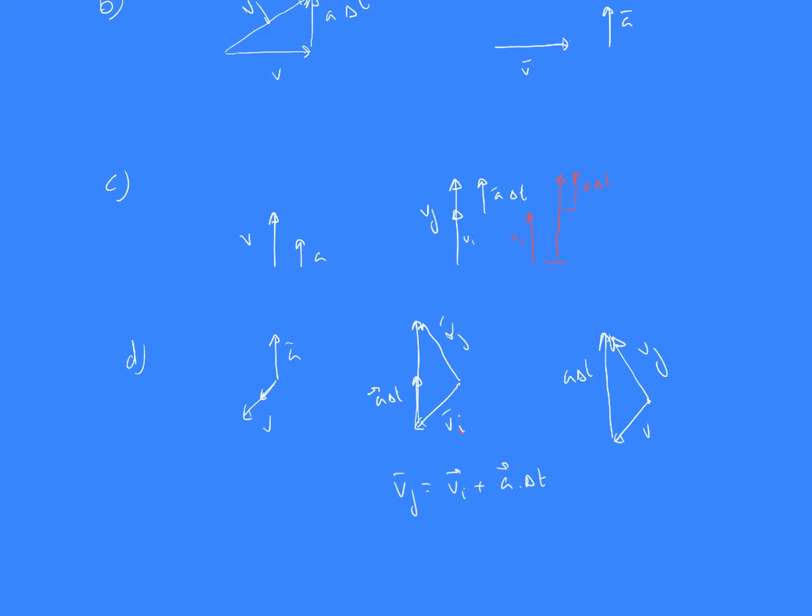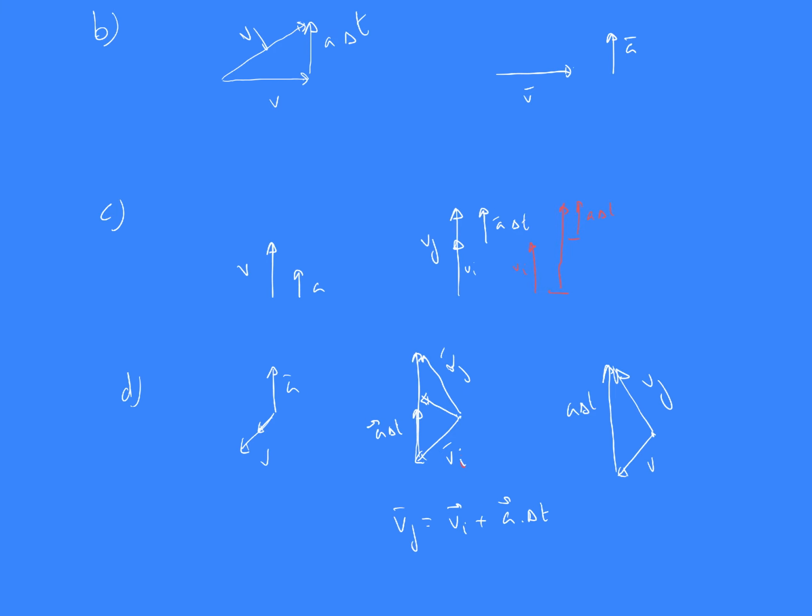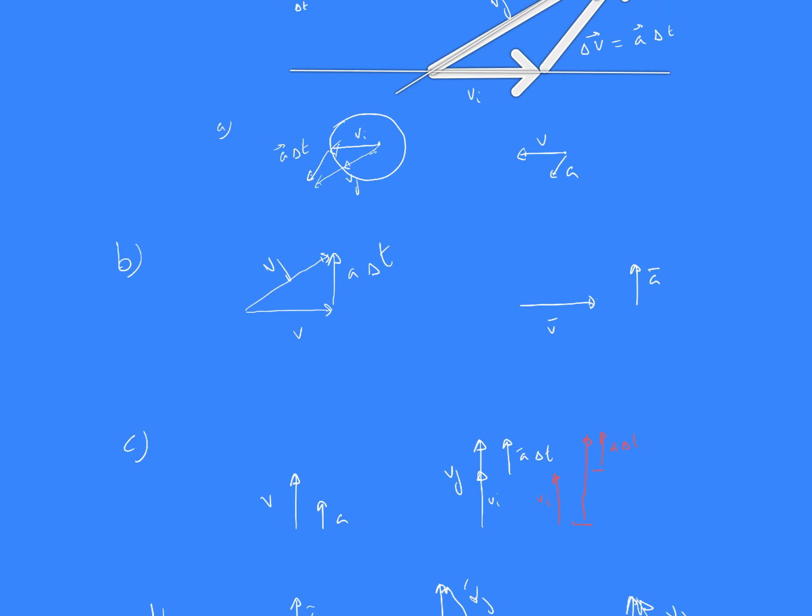Now it looks like an isosceles triangle. It looks like this length is very similar to this length, but there are some times where the lengths are not similar. So in general, we can say that in this case, the acceleration produces a change in the direction of the velocity, now it's here, or now it's here, in this direction, and it produces a change in the magnitude of the velocity.